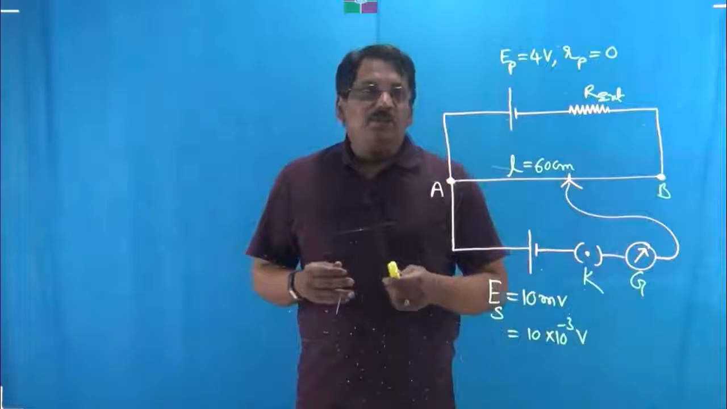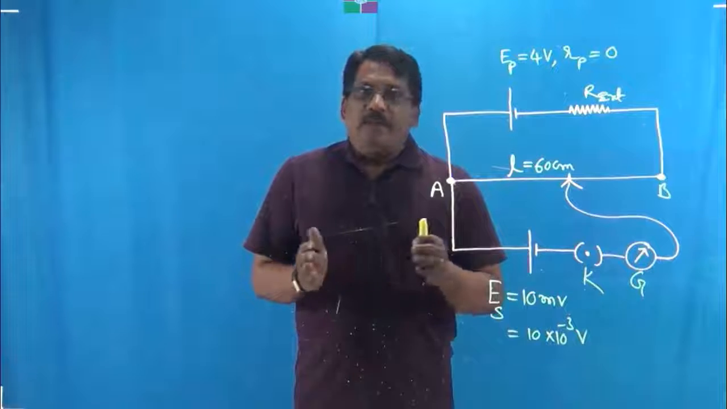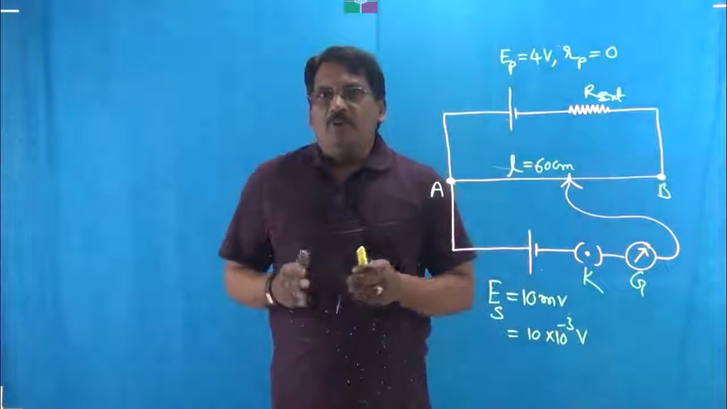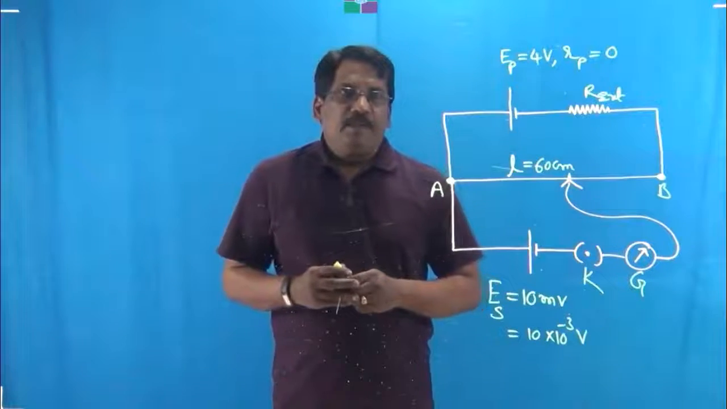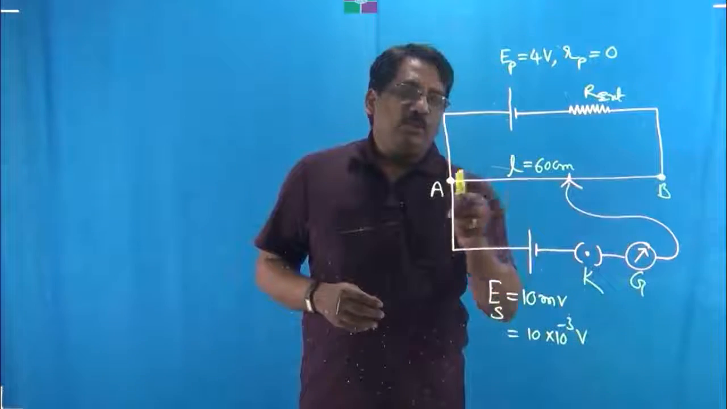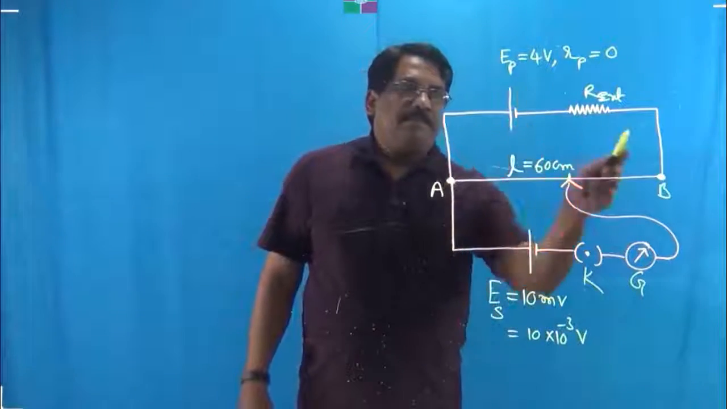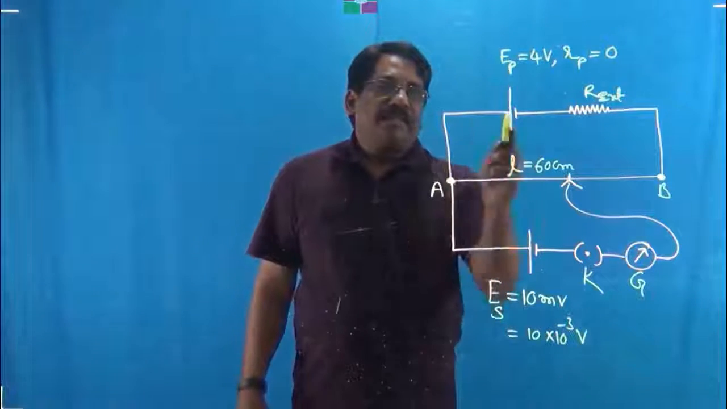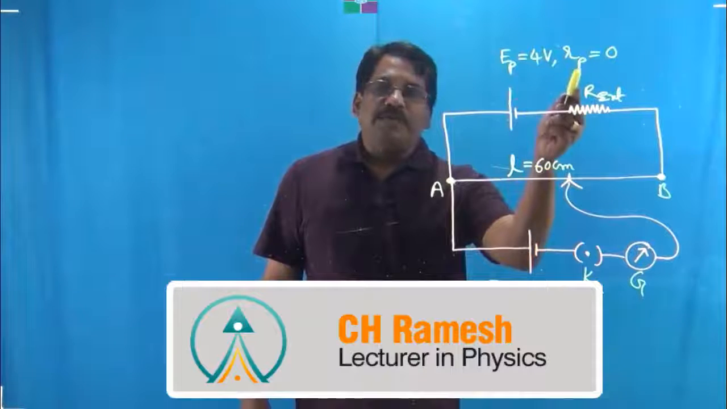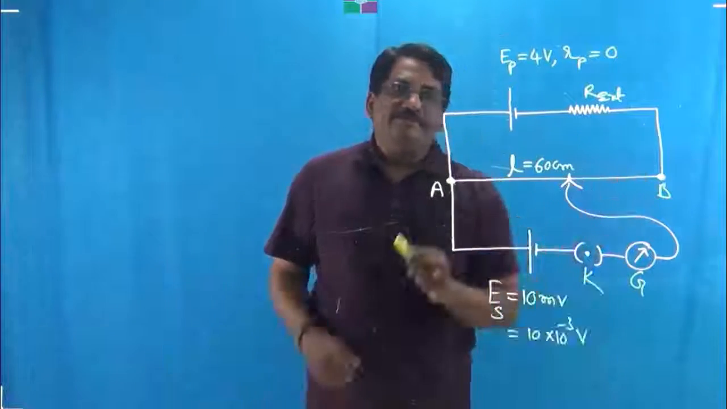Let's look at the solution for this very comprehensive question based on the working of a potentiometer. Here in this potentiometer, the wire is given to be of total length 200 centimeters, and in the primary circuit a cell of EMF 4 volts, an ideal cell of 0 internal resistance, and some external resistance are connected.